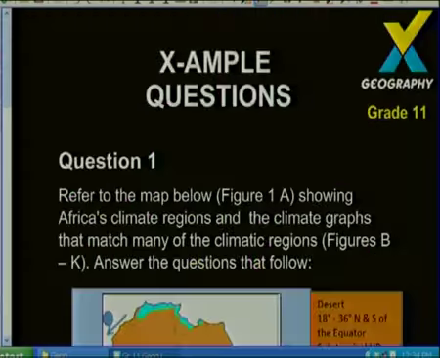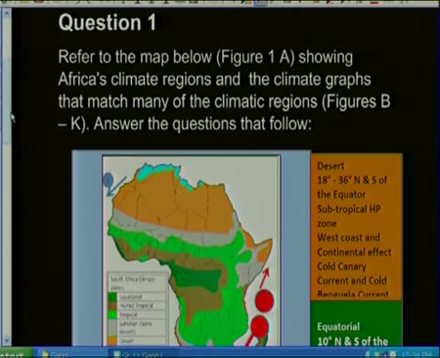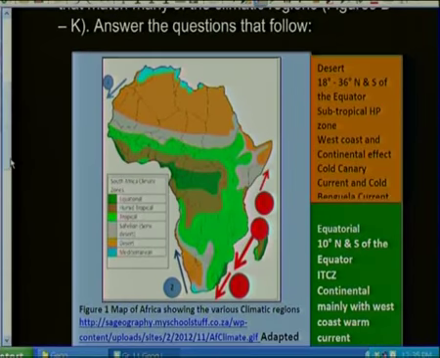Right, we will encounter a synoptic weather map in some of our questions that we're going to have a look at, but let's kick off with the first question of our example questions over there. Question number 1. It says, refer to the map below, figure 1A, showing Africa's climate regions and the climate graphs that match many of the climatic regions. Figures B to K. This is all in your notes that you get there, so you can follow along with me if you like, but it's all going to be on screen as well as I explain. Answer the questions that follow.